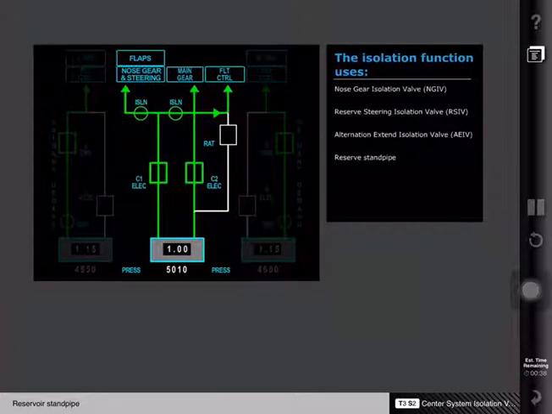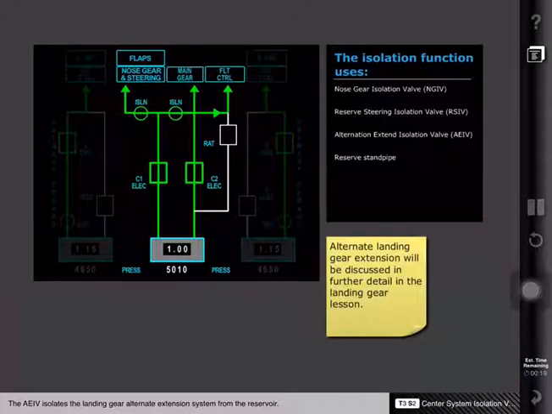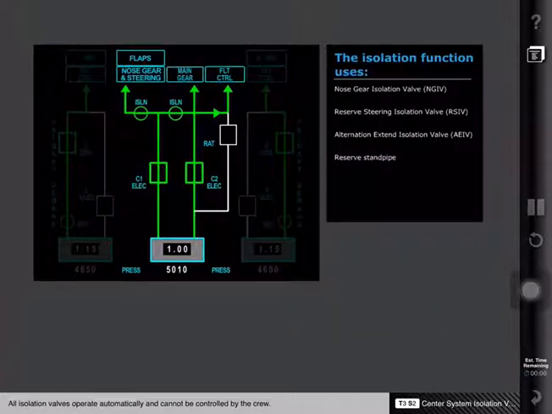and a reservoir standpipe. The nose gear isolation valve isolates nose gear operation and nose wheel steering. The reserve steering isolation valve isolates the flow of fluid between the C1 and C2 pumps in order to help preserve nose wheel steering. The alternate extend isolation valve isolates the landing gear alternate extension system from the reservoir. All isolation valves operate automatically and cannot be controlled by the crew.